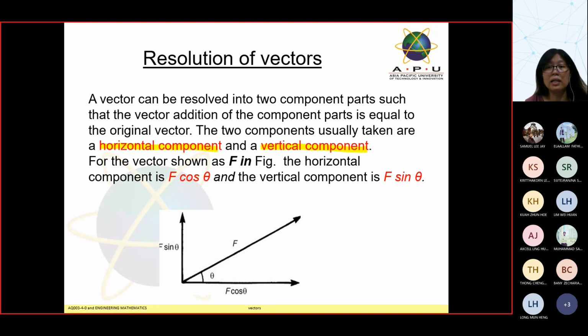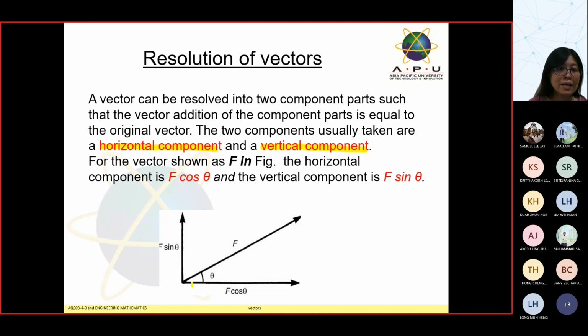Later, about half of the content of this topic is about the horizontal and vertical components, so you need to understand it very well, how you get the horizontal component and vertical component. Later, for another hour, we will just go through the horizontal and vertical components.